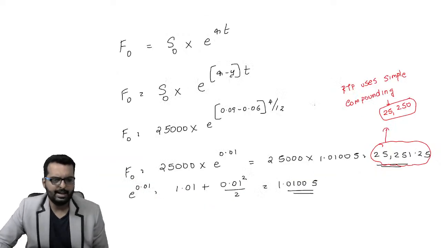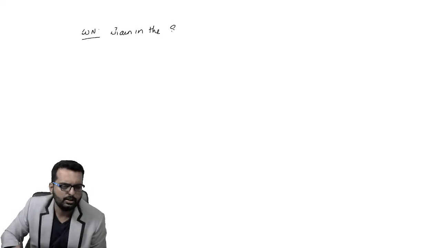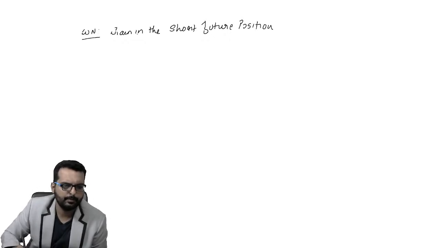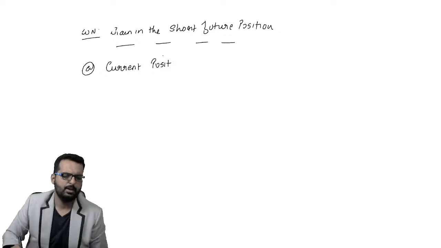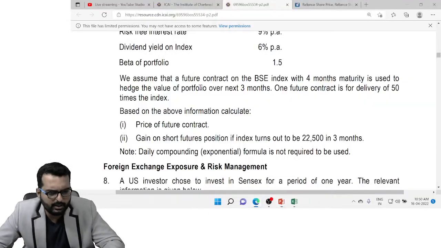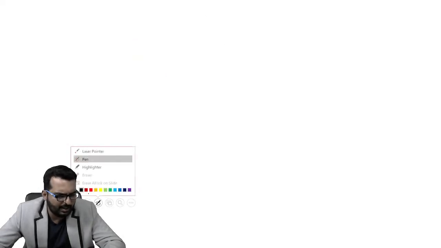Okay, I believe you're done with the diagram. So now they're asking for the gain in the short futures position, right? So I'll write down over here the next working note, gain in the short future position. Here I'll write down the current position. Okay, wait, hold on. But to find out the gain, we need to first find out the value to hedge. We have not yet found out the value to hedge. Let me start with that part.